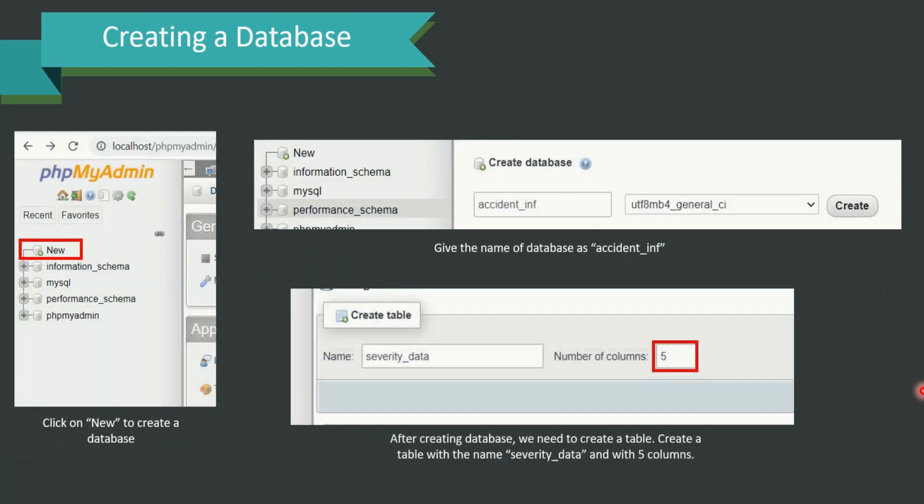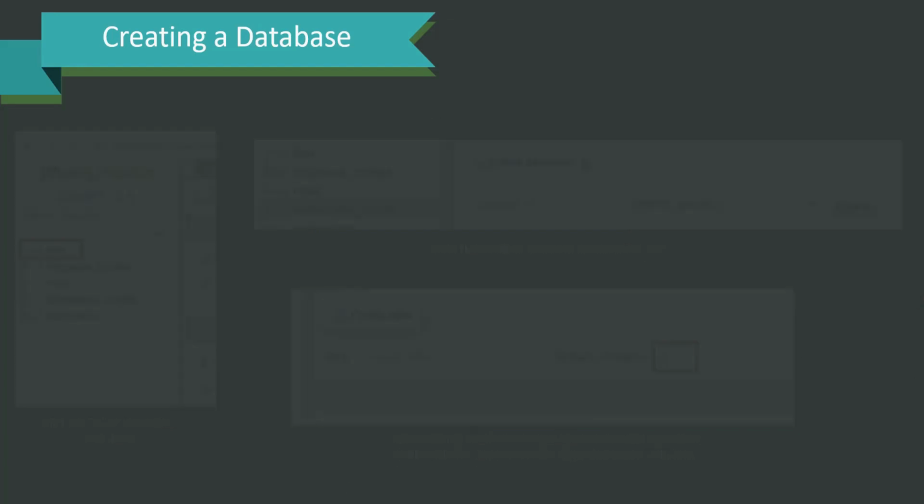All the options that we are presenting in front are easy to understand and self-explanatory. You can click on New to create a new database, and you need to give the name of the database as accident_inf, as you can see here. And most importantly, you can create a table, and the table name is presented as severity_data with the number of columns being set as 5. All these are to be arranged by yourself dynamically based on the requirement.